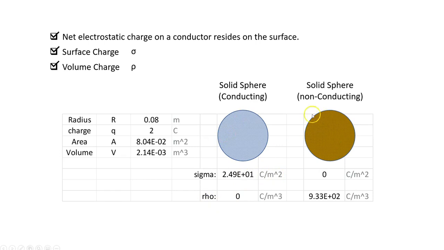But in the non-conducting case, assuming the charge is spread out evenly, we would have a volume density, rho, 9.33 times 10 to the 2 coulombs per cubic meter, and there would be no surface density, right? All of the charge is happily residing in the volume with no problem, right? But in the conducting case, charge in the volume immediately runs to the surface.